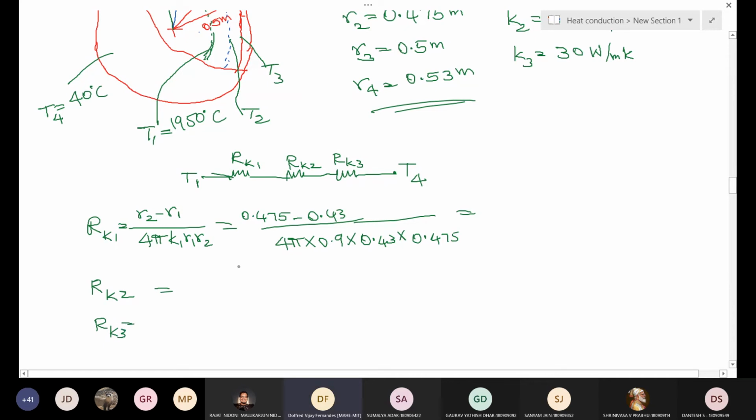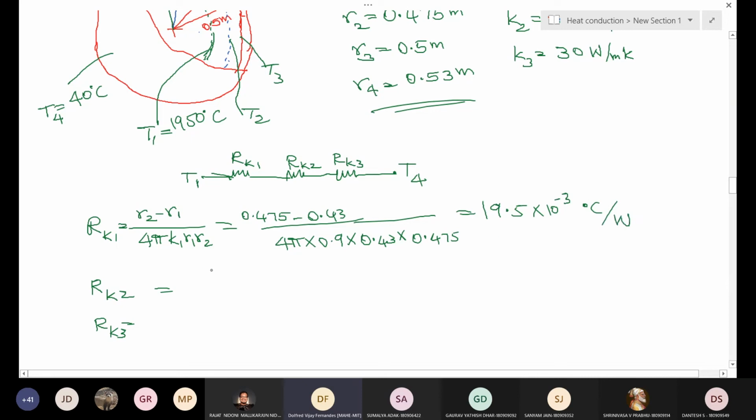So tell me what is RK1? 0.0195. Okay. 0.0195 or 19.5 into 10 power minus 3. Degree centigrade divided by watt. Then this is RK2. 19.5 into 10 power minus 3 degree centigrade divided by watt.